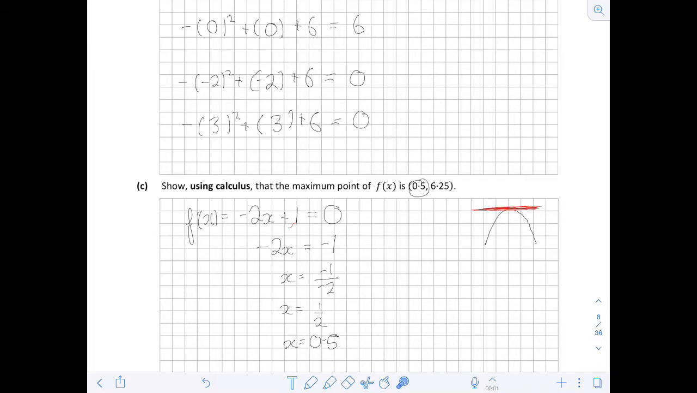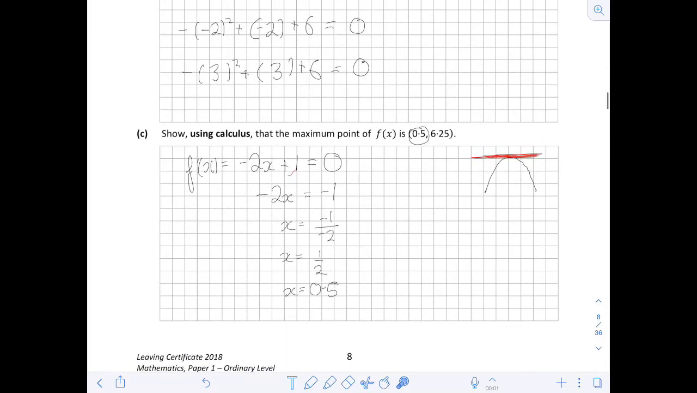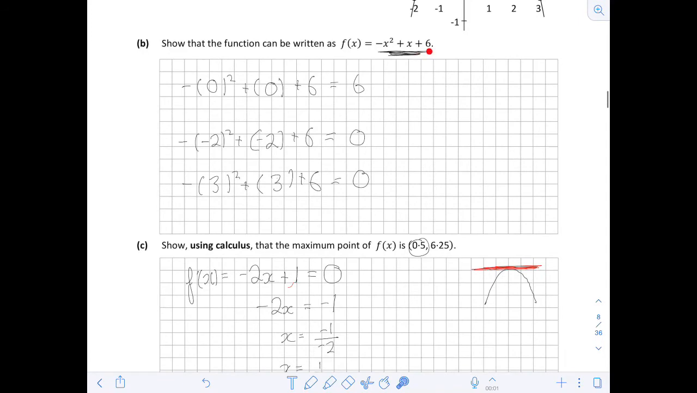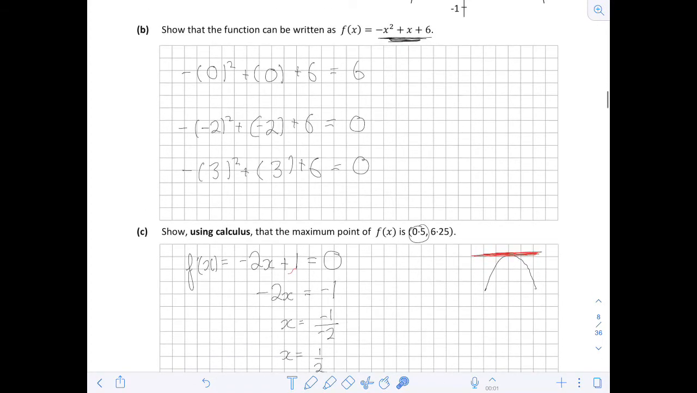It's 0.5. But I now have to work out what the y value is, and hopefully it's going to be 6.25. Our function gives us all of the outputs if we have inputs. So when we input an x, we get our f of x. If I input a 0.5, I'll get out my f of 0.5. So it's the output when x is 0.5. That's what I'm looking for here. So let's do that question now.